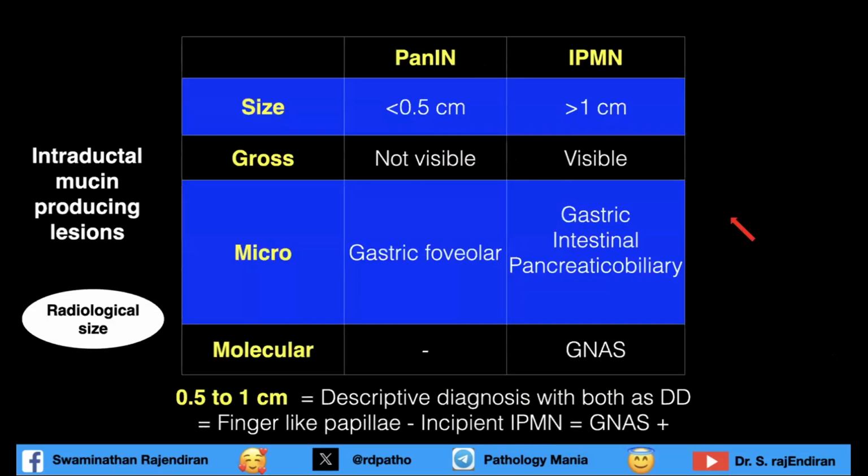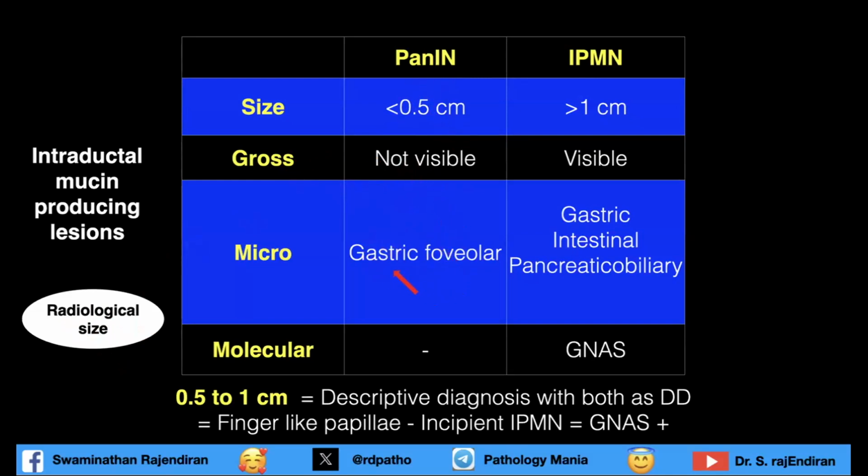The presentation. So I told you the PanIN is a non-palpable lesion and IPMN is a palpable lesion, and they have the criteria. The size for PanIN is less than 0.5 centimeter, whereas IPMN is more than 1 centimeter. Nowadays the sizes they take in the radiology, because by the time we get the pancreas, we fix it, the size difference may be there from real to artifactual lesions.